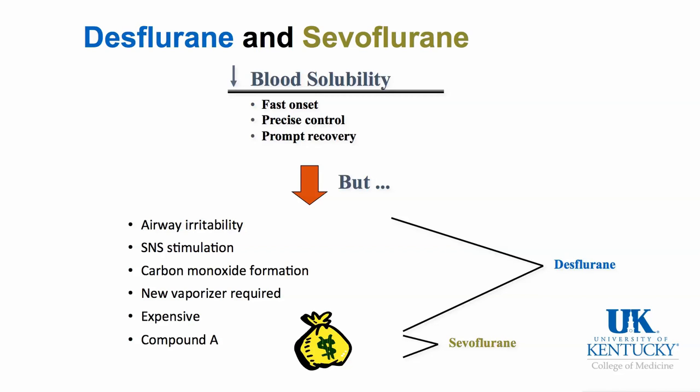With Des, there's airway irritability, sympathetic nervous system stimulation, and the formation of carbon monoxide in the CO2 absorber. You have to have a new vaporizer to deliver it because of its high vapor pressure. While sevoflurane has some other issues, one being a product of its breakdown metabolism called compound A, and both Des and Sevo are relatively expensive compared to isoflurane.